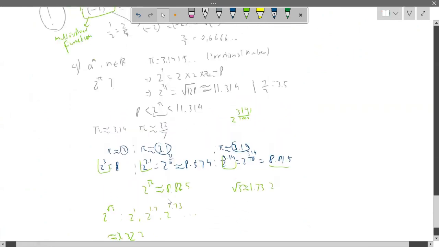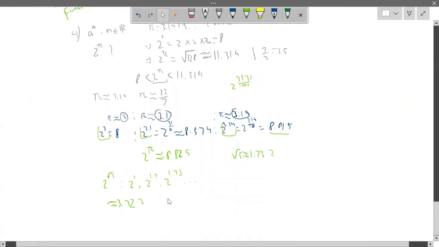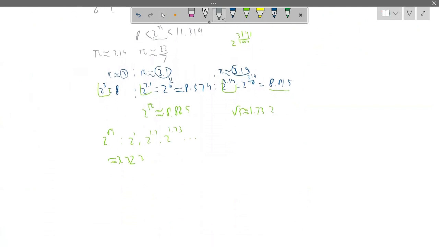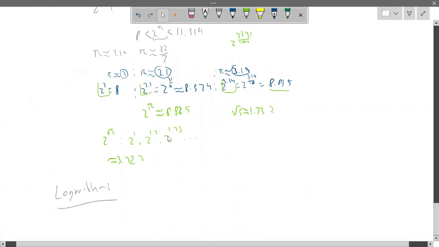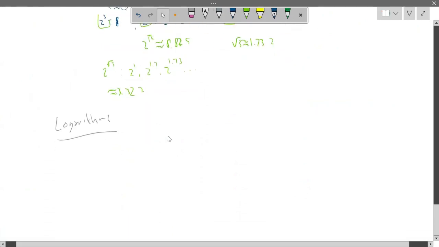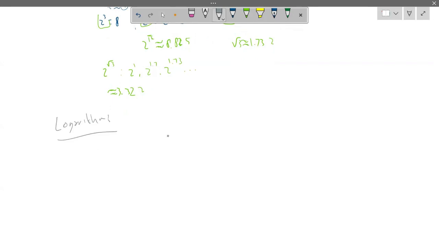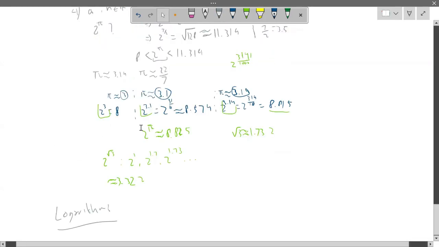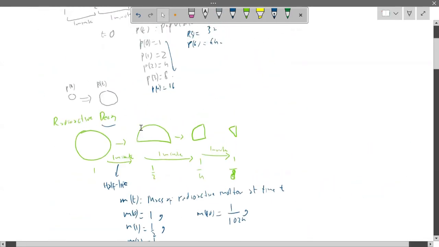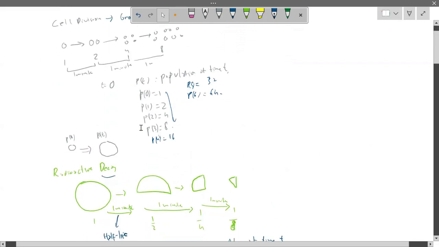Okay, so we're done with exponentials. Now it's time to talk about logarithms. I'm not going to jump straight into the connection between logarithms and exponents, even though they are indeed connected, because we are discussing them in the same video here. But let's go back to the example with the cell division and radioactive decay.